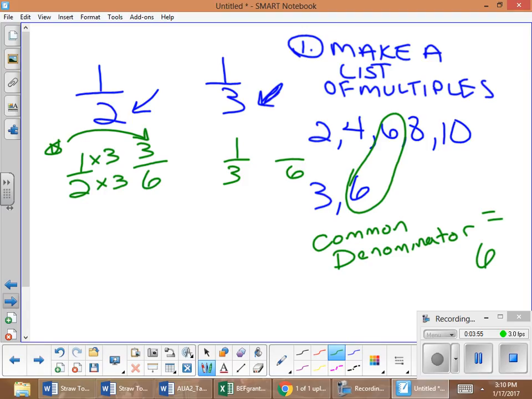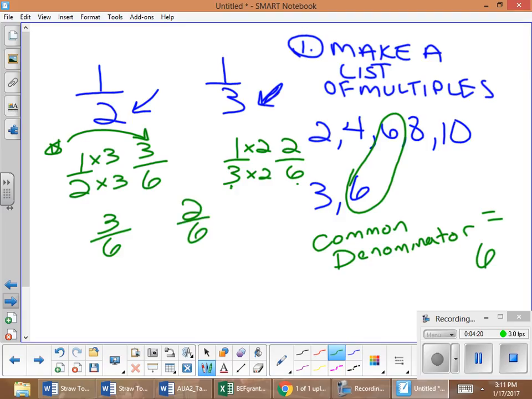Okay, so that's my number right there. You notice that I changed a 2 into a 6. Now, let's go over to the 1/3. To change the 3 to a 6, I know that I have to multiply by 2 to get that to equal 6. So whatever I do to the denominator, I have to do to the numerator. So 1 times 2 is 2, and now I have 2/6.